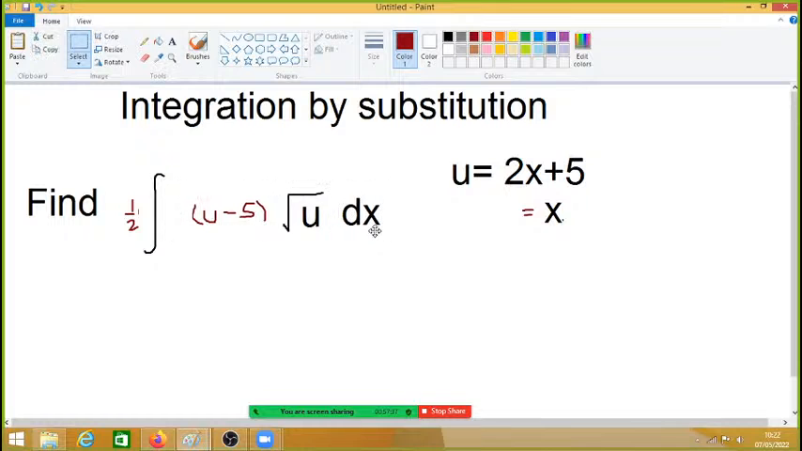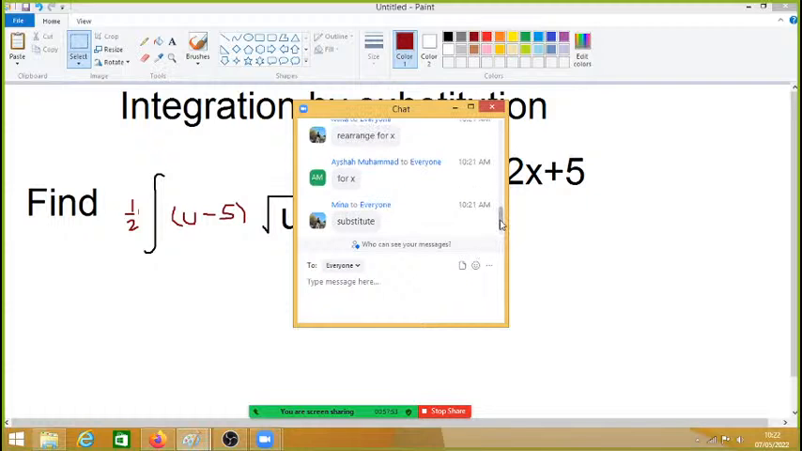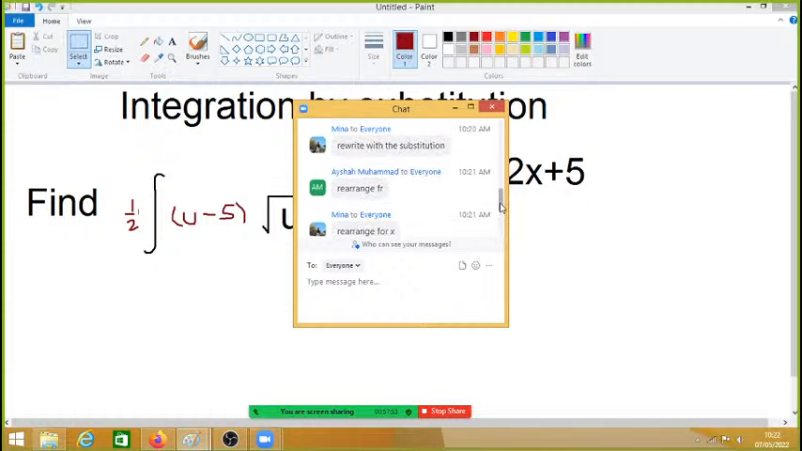Okay, so it's looking good so far, but it wasn't enough. We still have to do something more. What did we do next to try and make it look ready? I think you might have mentioned it. Let's just check. So we've substituted, we've rearranged for x.